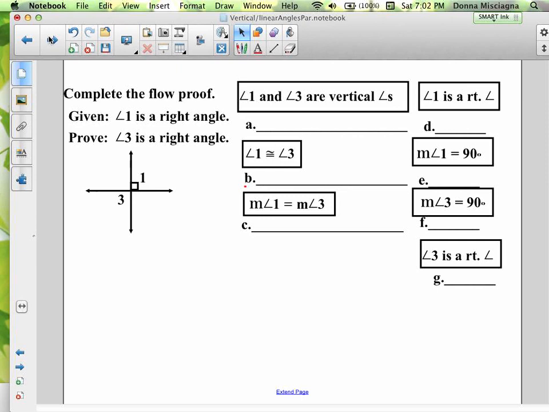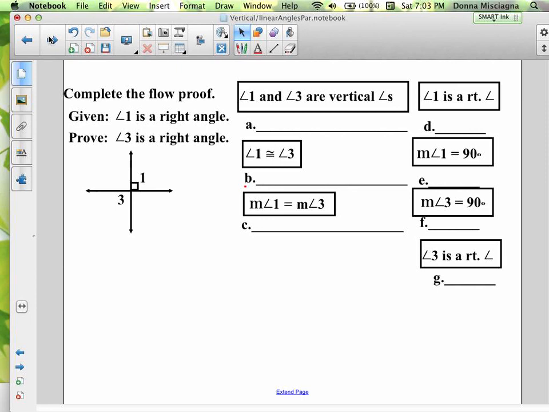So we're going to complete the flow proof. We're given that angle 1 is a right angle. We want to prove that angle 3 is a right angle. So this is nothing about parallel lines, as they're certainly not parallel lines or intersecting lines. Angle 1 and angle 3 are vertical angles.